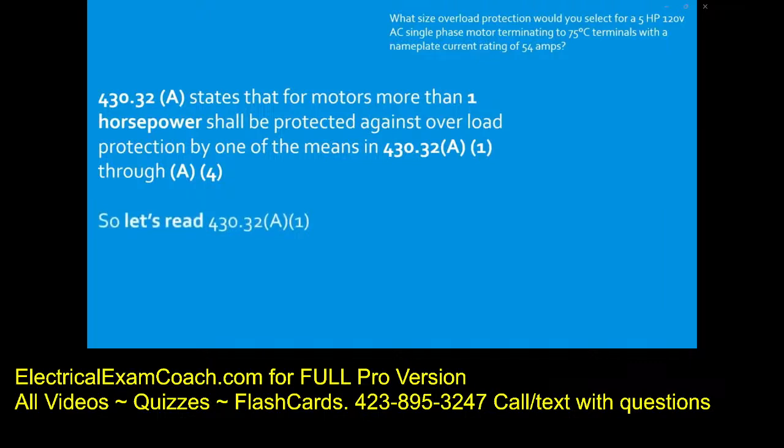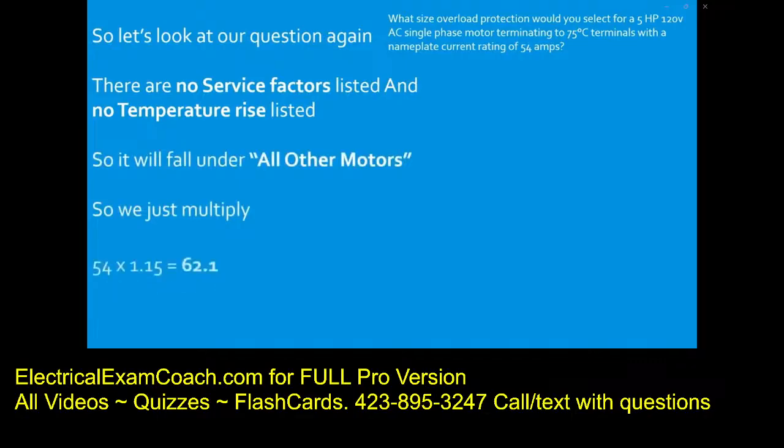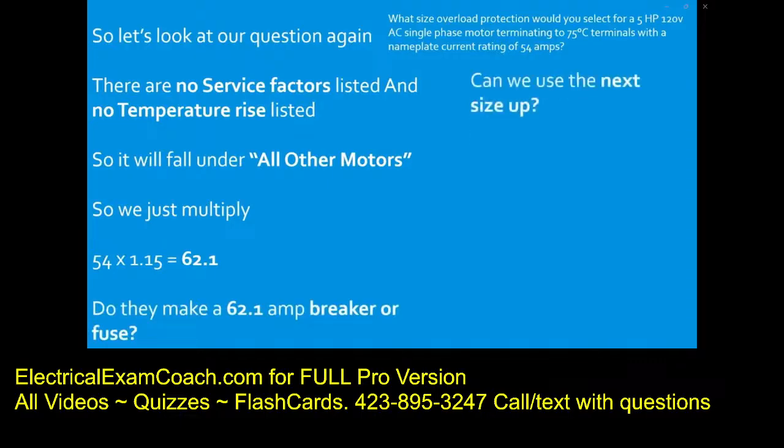So let's look at our question again. There's no service factor listed and there's no temperature rise listed. So it will fall under all other motors. So we just multiply. We take our FLA, which was 54 amps, multiplied by 1.15. That's going to give us a new total of 62.1. Now, do they make a 62.1 amp breaker or fuse? No, they don't. So the question is, can we use the next size up? And the answer is no.